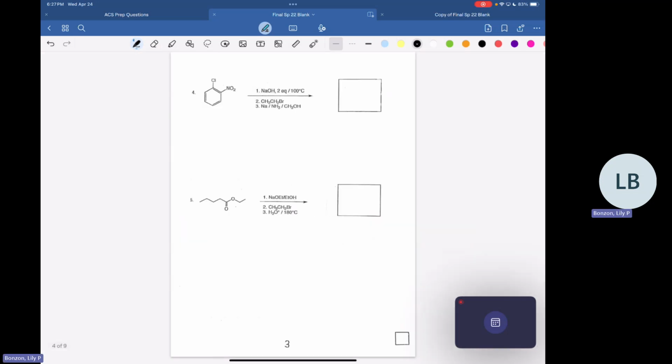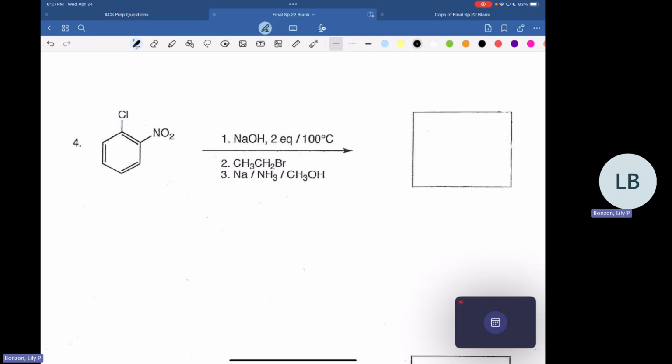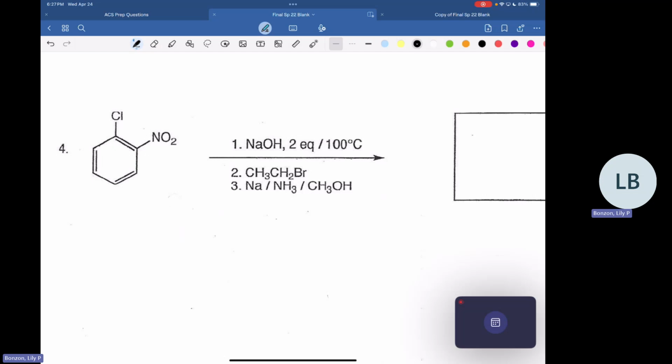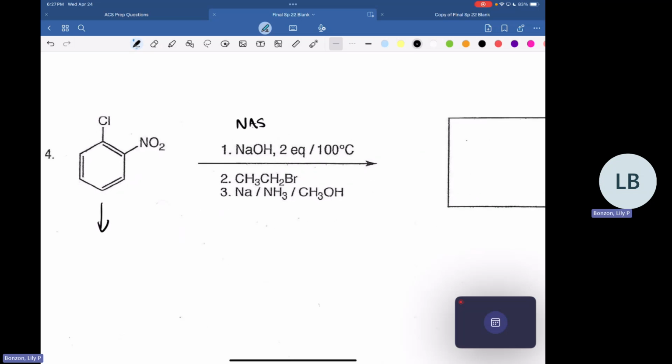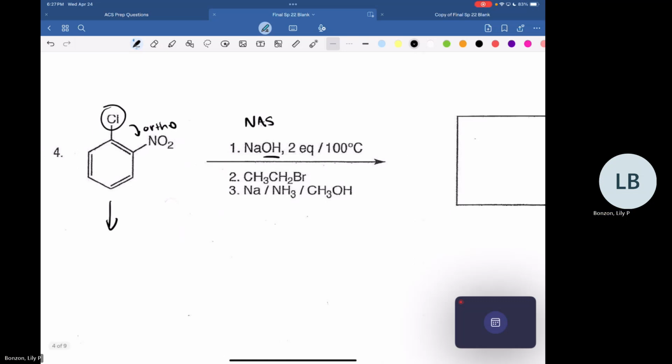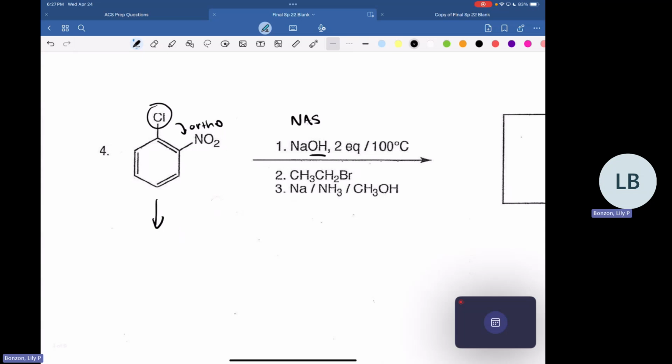Okay, I'm going to go on to reaction number 4. So we've got a benzene, a nitro, and a chloro group, and we've got NaOH. So this is going to be an NAS reaction. For NAS, you're going to replace a chloro or bromo group that is ortho or para to the electron withdrawing group. This chlorine is ortho to the nitro group, so that just gets replaced by whatever the nucleophile is. For NaOH, our nucleophile is going to be OH.